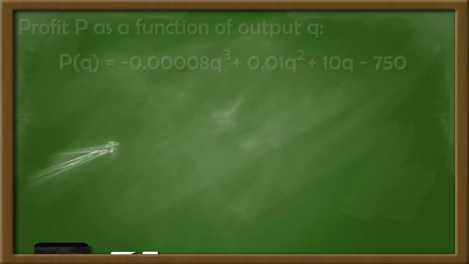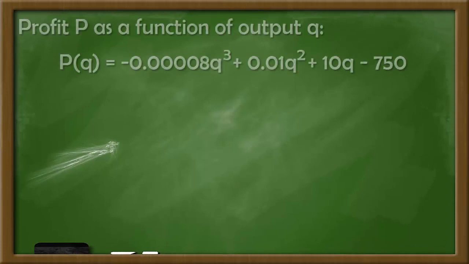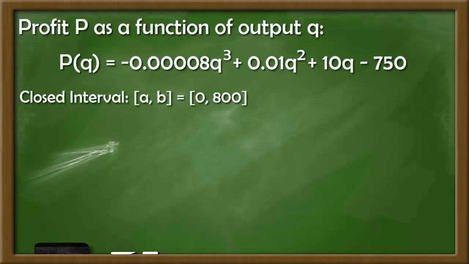Knowing where a graph attains its maximum and minimum values is very important in applications. For example, consider the profit function on the closed interval from 0 to 800, where Q represents the quantity sold. In this case, we want to determine the quantity Q that maximizes the profit. For this, we need the critical points.